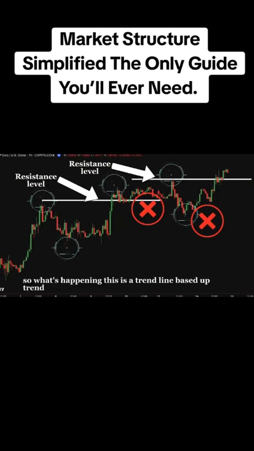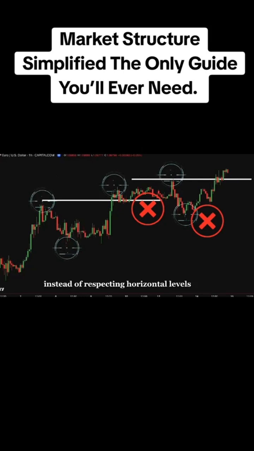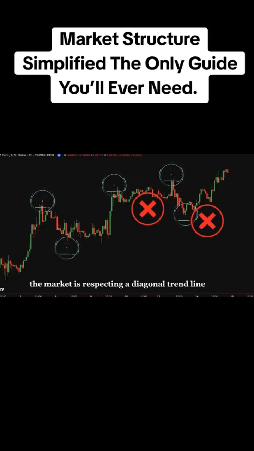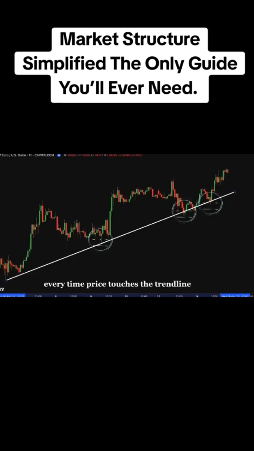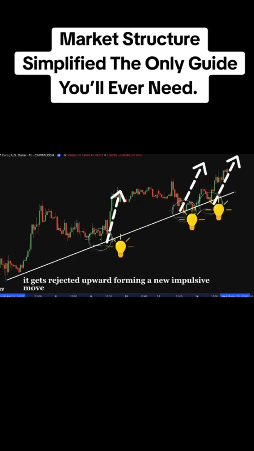So what's happening? This is a trendline-based uptrend. Instead of respecting horizontal levels, the market is respecting a diagonal trend line. If you draw a trend line connecting the higher lows, you'll notice something powerful. Every time price touches the trend line, it gets rejected upward, forming a new impulsive move. That trend line acts like dynamic support, guiding the entire move. If you can learn how to identify and draw this trend line correctly, you can predict with high accuracy where the pullback will end and where the next impulsive move will begin.